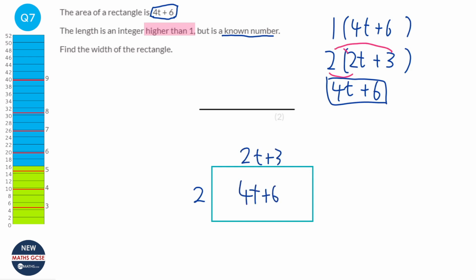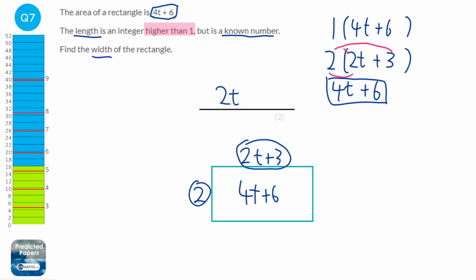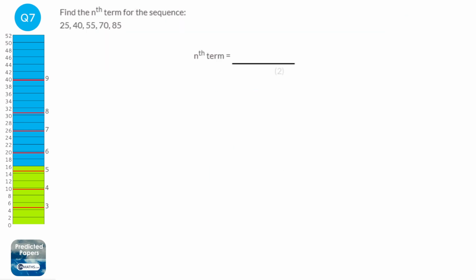So our answer, because it says the length is the known number, so that's the length, then we're finding the width, which is this one here. So it's 2t plus 3. So let's just write out this sequence.